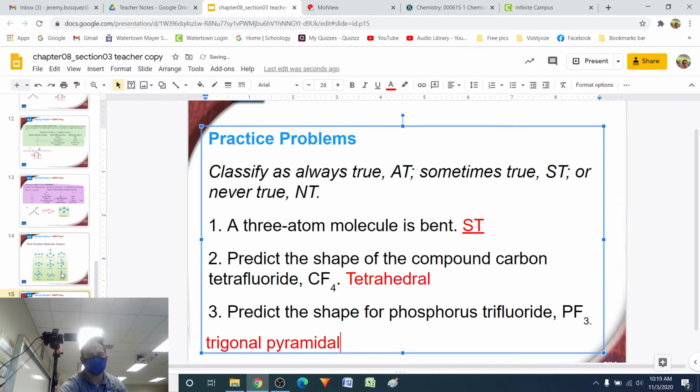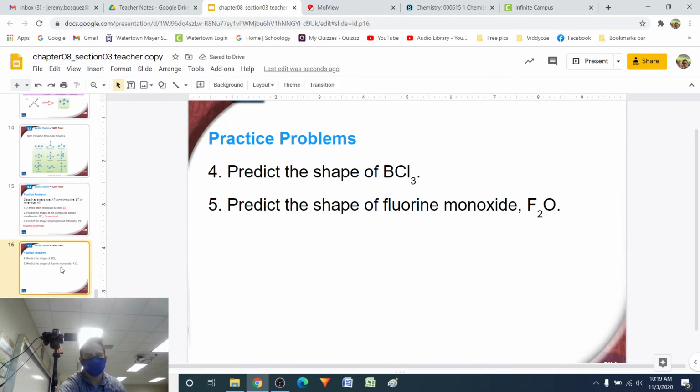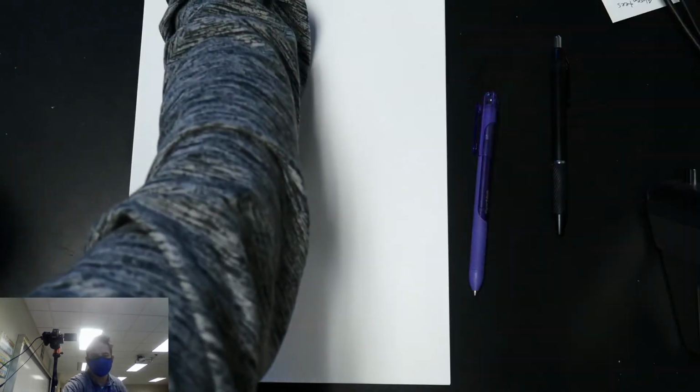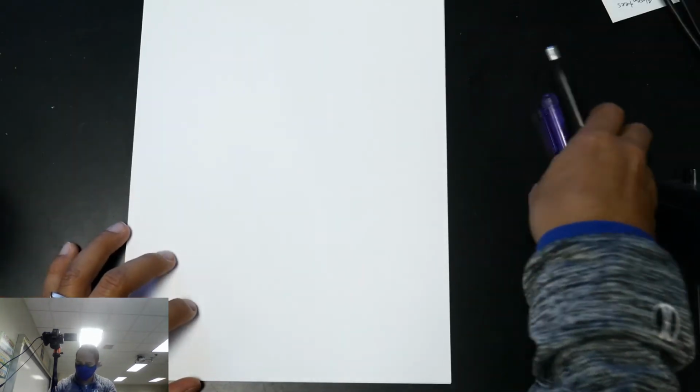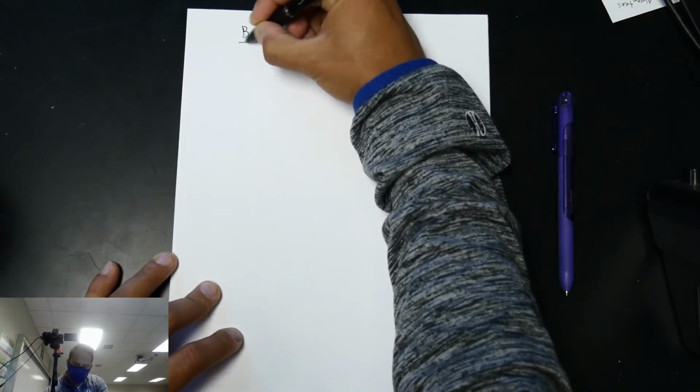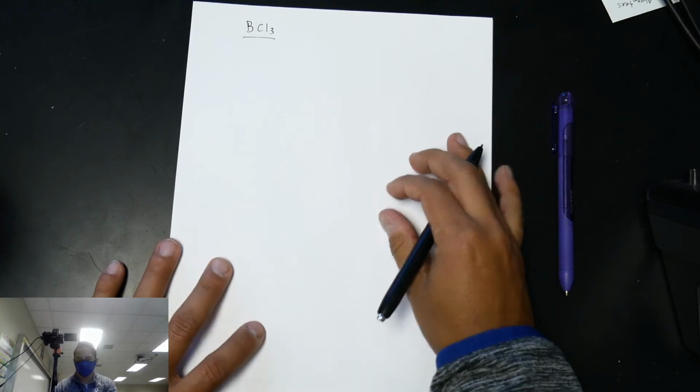All right, moving on. Number 4, predict the shape of BCl3. All right, so again, we're going to switch over to our paper and do our drawing here. So let's switch this over. So we have BCl3. Again, let's first count the number of valence electrons we have.